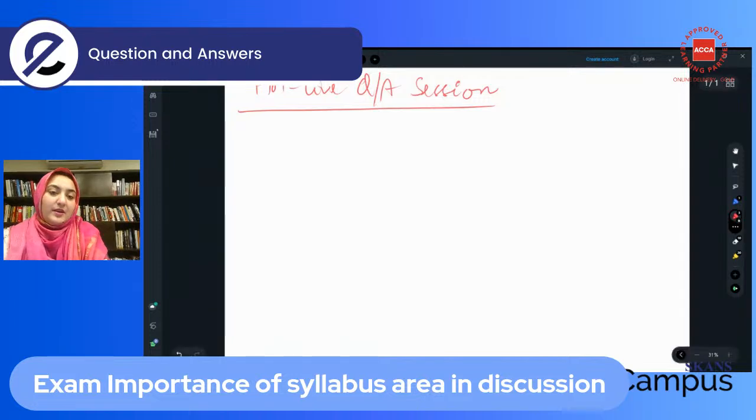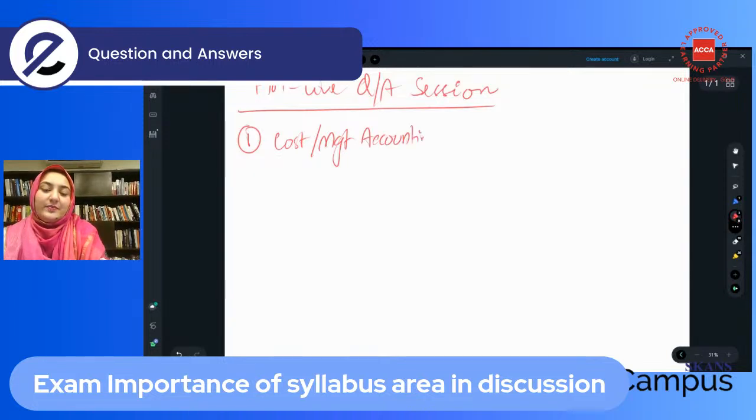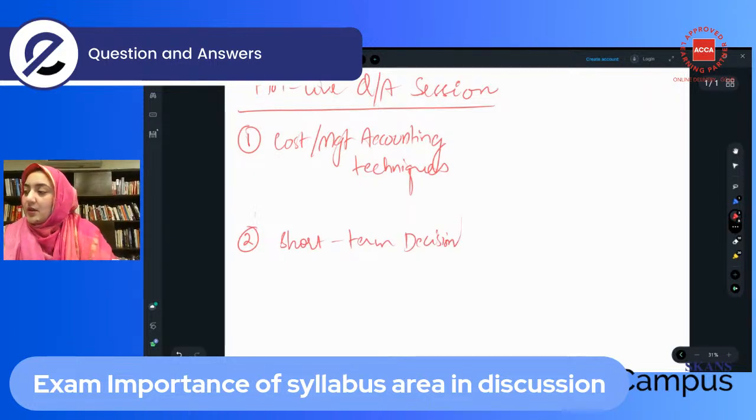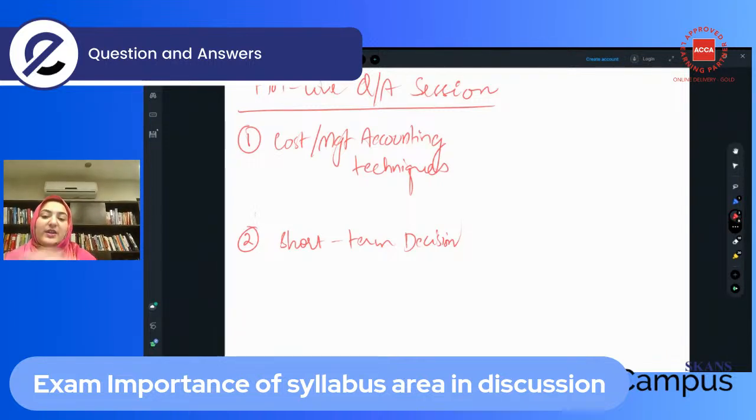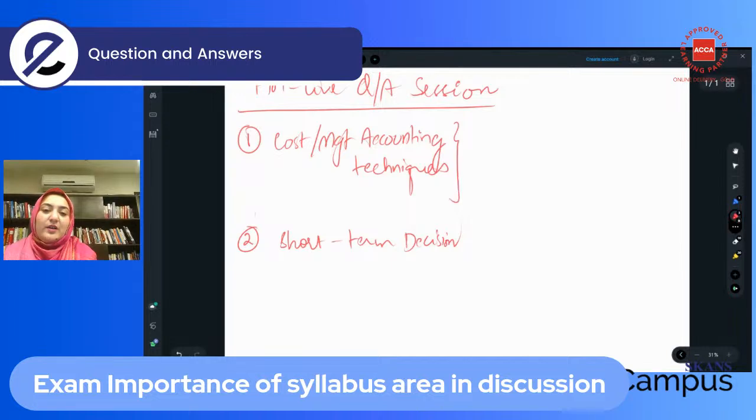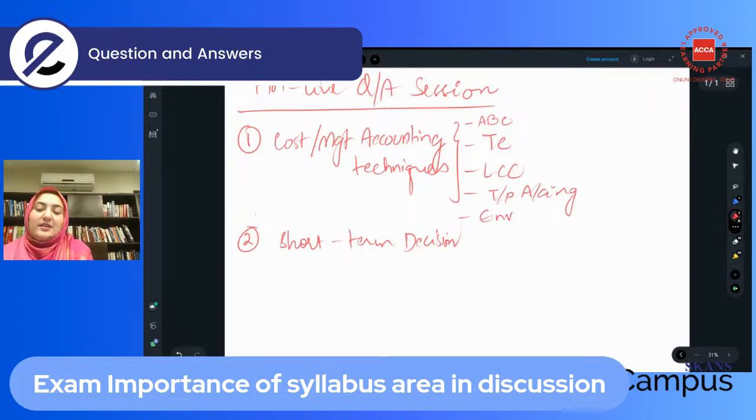If I write the topics on the screen, the first area we're going to talk about is cost and management accounting techniques. And the second one is going to be the short-term decisions. I'm going to start with cost and management accounting techniques first. The areas included here are activity-based costing, target costing, life cycle costing, throughput accounting, and environmental accounting.